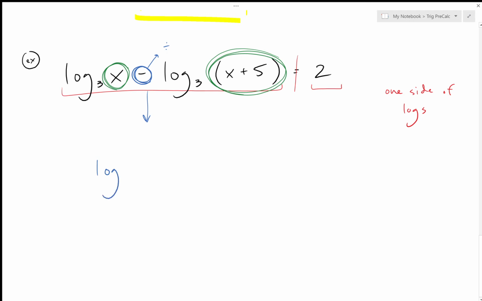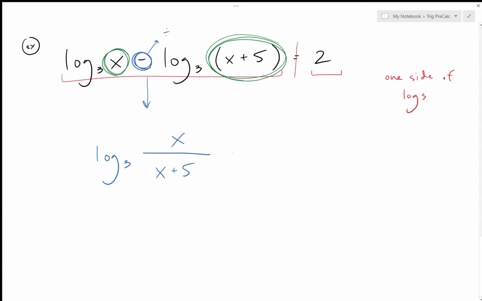So we're combining into one log. Log base 3, subtraction is going to become division, and we work our way from left to right: x on top, x plus 5 on bottom. This thing's still set equal to 2. Again, you can make it exponential, you could go down in diagonal, take this base 3, raise everything to the 3 power, cancels that. So I've got x over x plus 5 equals 3 to the 2.